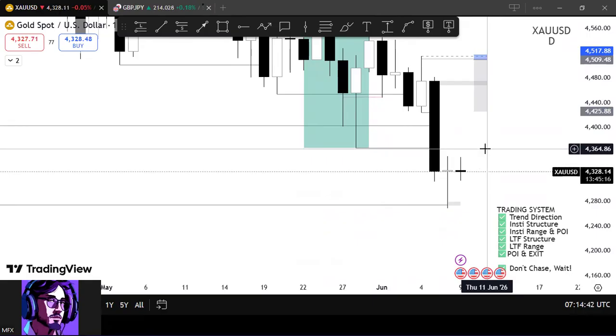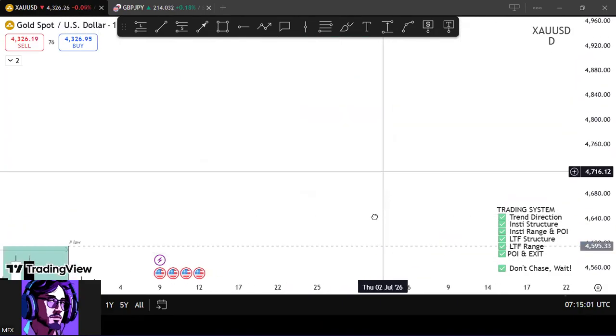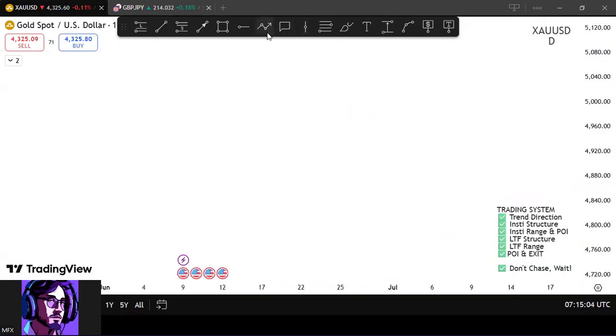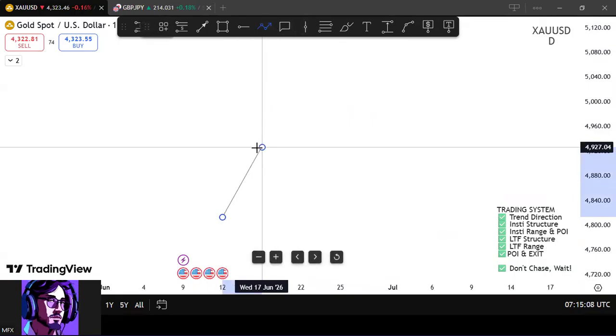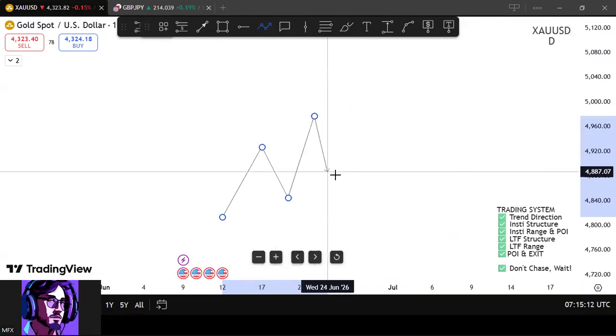The next correction I want to make is the description of break of structure and also change of trend. This is something I myself have made a mistake on a couple of times. Let's say we have a bullish trend. I like using a bullish trend.